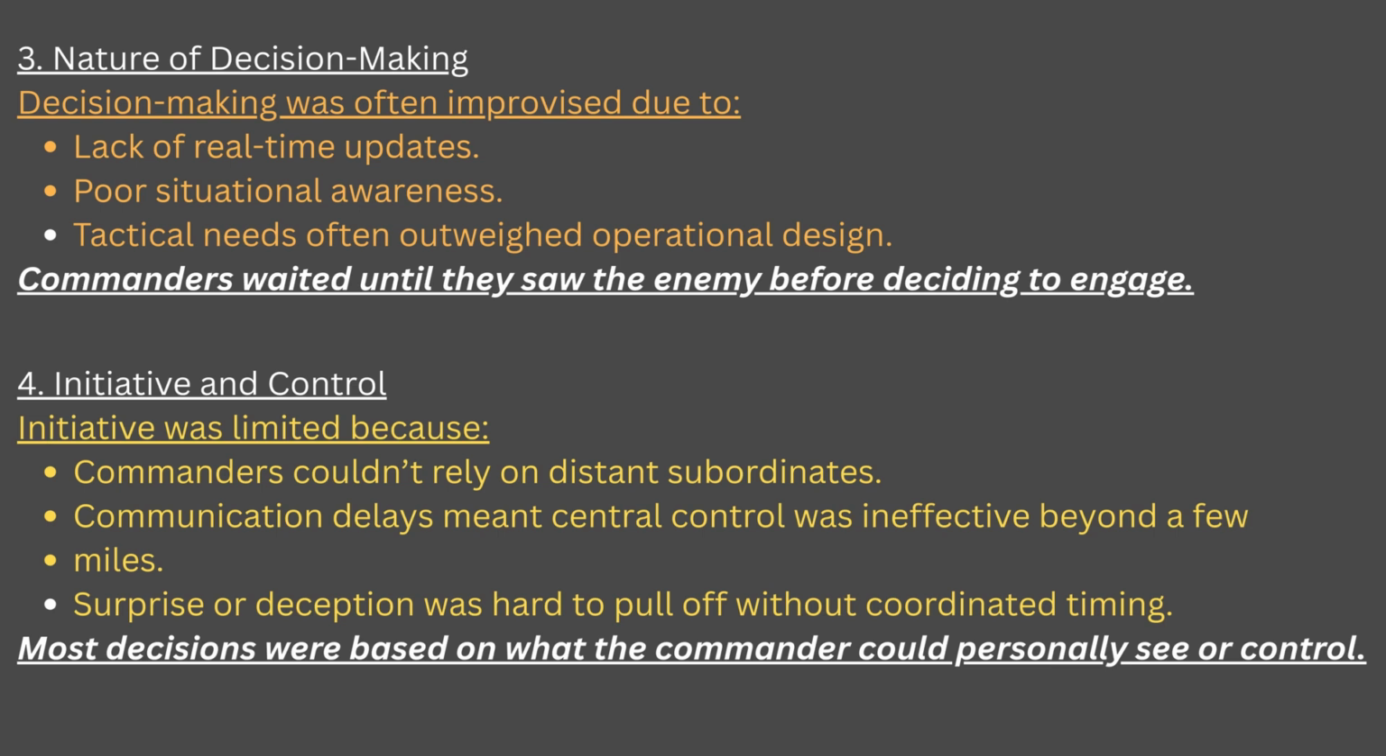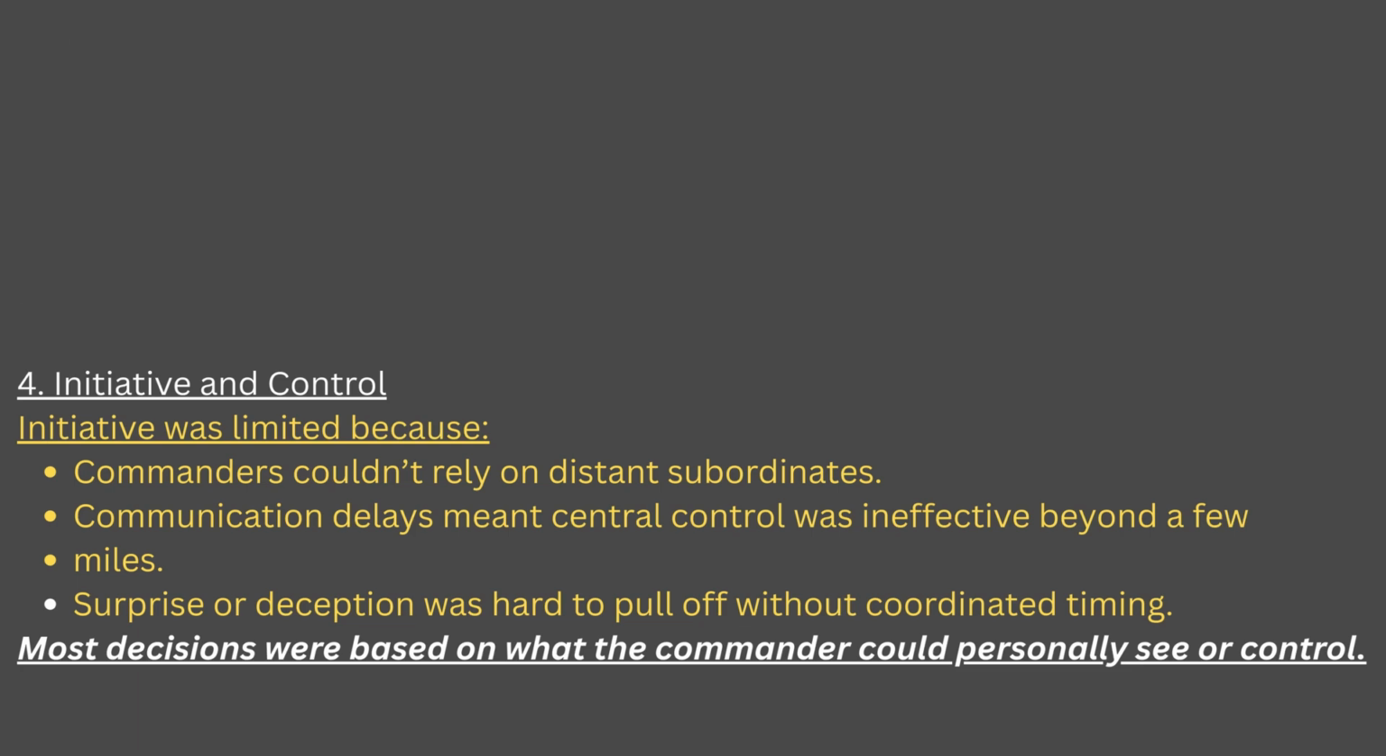Moving ahead, let us understand, initiative and control were very limited. Generals couldn't trust distant subordinates to act in sync. Orders took too long to reach. If something went wrong, there was no quick fix. Surprise? Deception? Super rare, because there was no way to coordinate timing across different forces. That's why most commanders only made decisions based on what they could see with their own eyes. Let's talk about the tempo of campaigns.